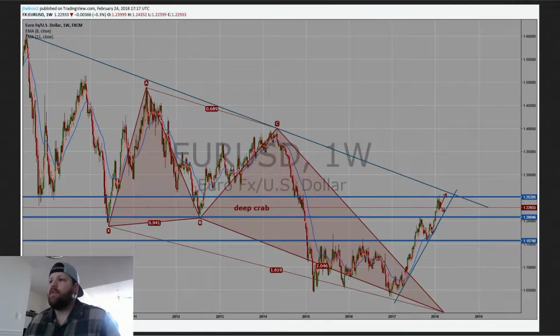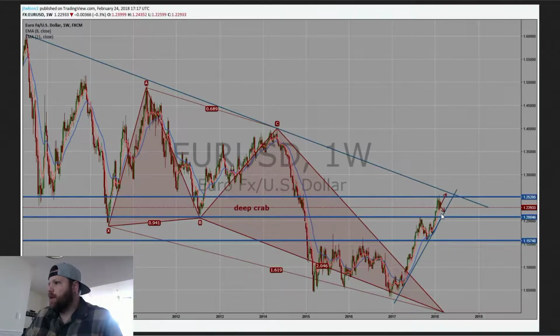So without any further ado, let's go ahead and get started. You will see right now I have EUR USD on the weekly time frame up on the screen. We do have a deep crab that's been drawn in the previous two episodes. It's still valid. You'll notice that we do have some consolidation going on.